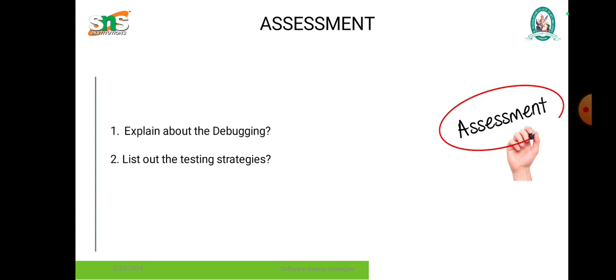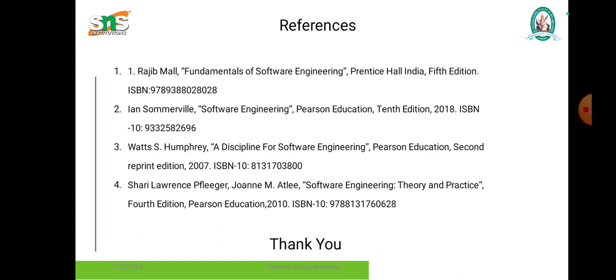So next one is assessment. The first assessment is explain about debugging, and the second one is list out the testing strategies. So these are the references.